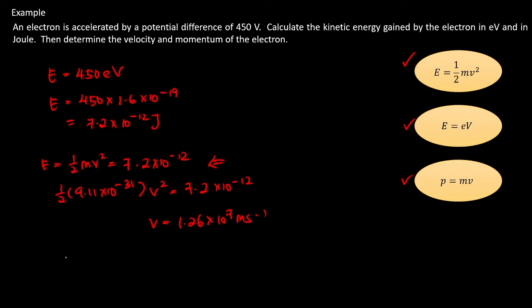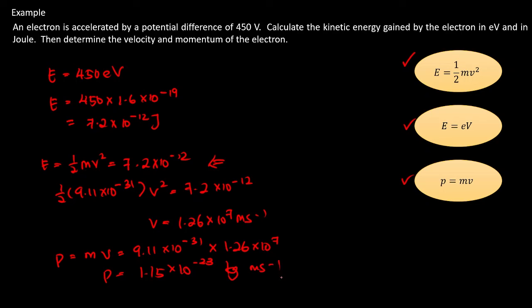Then how do we calculate the momentum? Momentum is equal to mass times velocity. The mass of an electron is 9.11 times 10 to the power of negative 31, times 1.26 times 10 to the power of 7. So your momentum will be equal to 1.15 times 10 to the power of negative 23 kg meter per second.